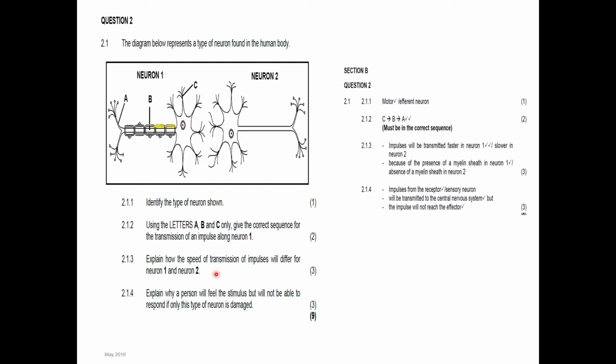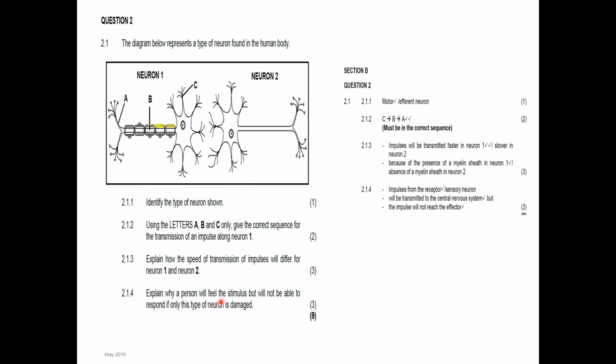2.1.3. Explain how the speed of transmission of impulses will differ for neuron 1 and 2. Now we can see already colored in yellow, that's the myelin sheath. Now we know neuron 1 has a myelin sheath and neuron 2 does not have a myelin sheath. Now we know the myelin sheath is there for speeding up the transmission of the impulse. So neuron 1 has a myelin sheath and the impulse will travel faster in neuron 1. Neuron 2 does not have a myelin sheath and the impulse will travel slower. Make sure you compare the two neurons.